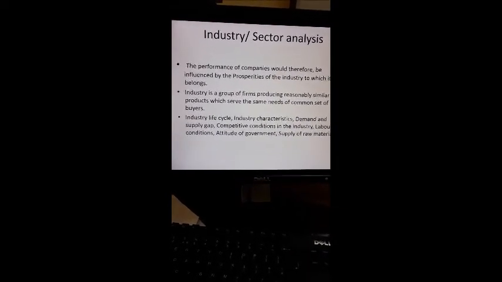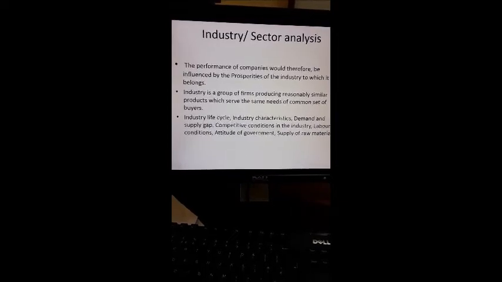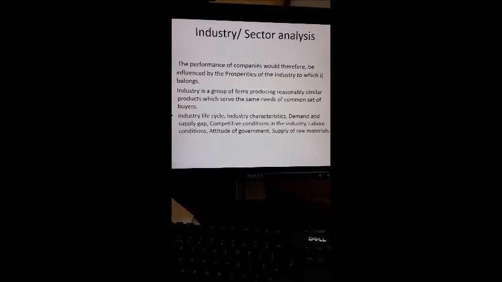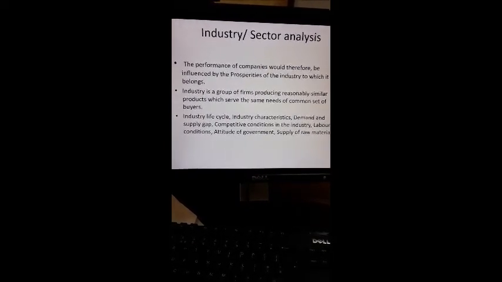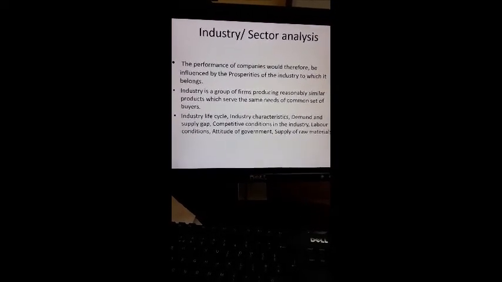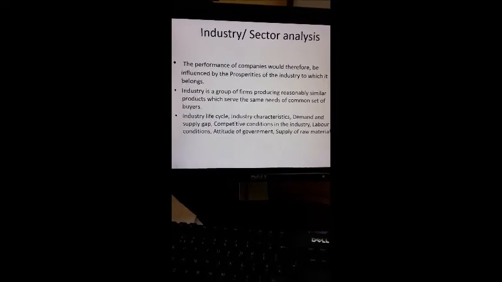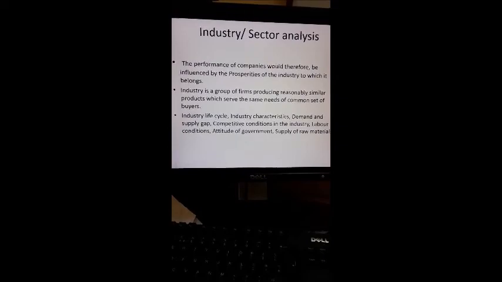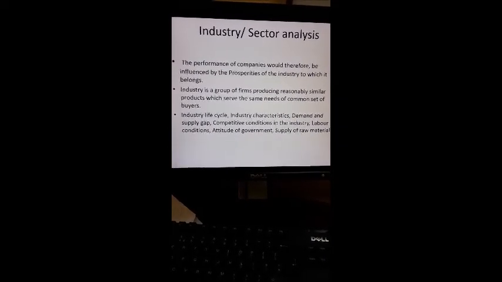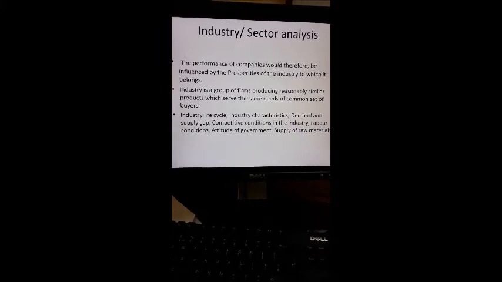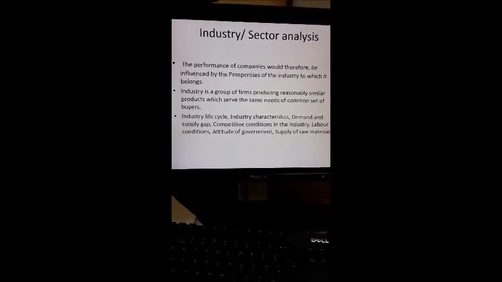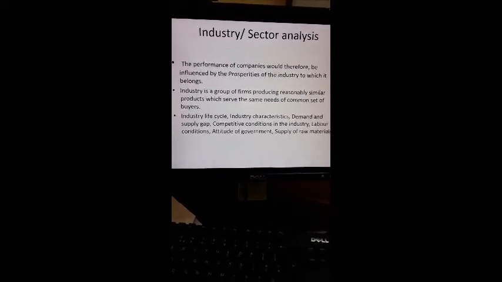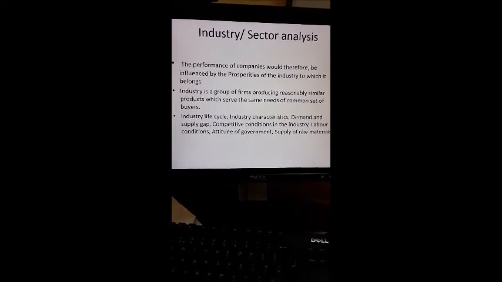After I complete the economic analysis, next is to analyze the industry or sector to which that particular firm belongs. The performance of companies is influenced by properties of the industry to which the firm belongs. An industry or sector is a group of firms producing reasonably similar products which serve the same needs of a common set of buyers. So it is a group of firms producing similar products or rendering similar services, so they involve the same production process.